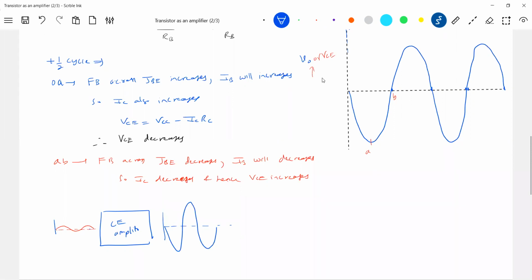What was the earlier time period? The same time period. The time period will not change. The only thing is the amplitude has increased. This is what a CE amplifier does. The output signal will be amplified, but will be 180 degrees out of phase compared to the input signal. Agreed? The story is finished now.